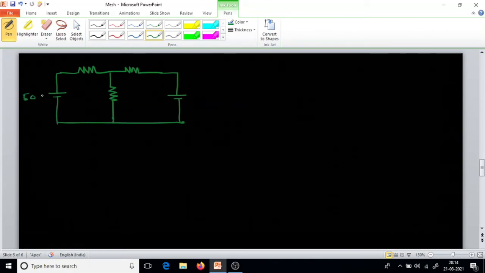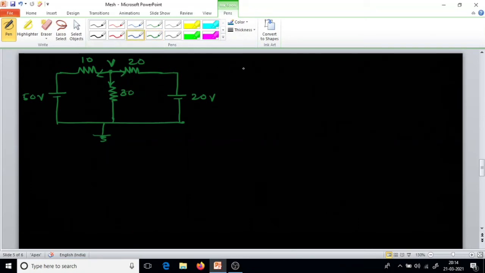So it's 50 volt, this is 20 volt, this is 10 ohm, 20 ohm, 30 ohm. We will consider this node as the reference node, and the voltage at this node we will take as V. Now I am going to apply nodal analysis. I will assume that all currents are going away from the node.